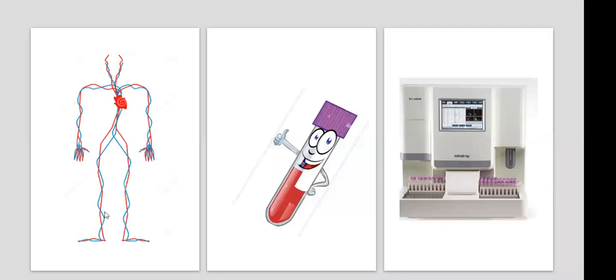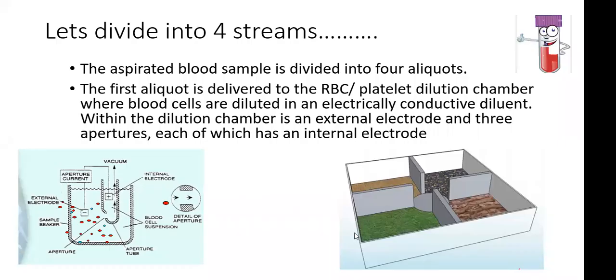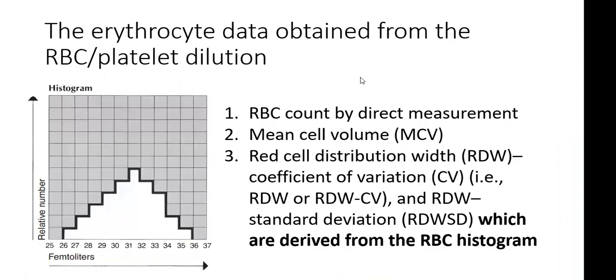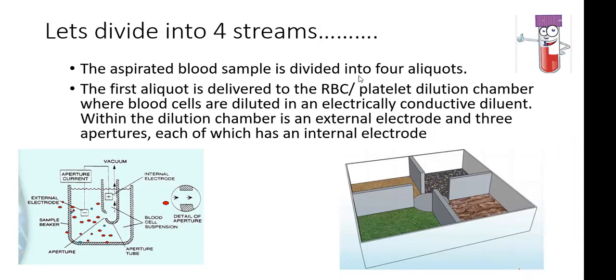So the blood is circulated in the body. In the same way, let us see what happens inside the analyzer once the blood is aspirated. Now, if you look at inside this chamber, you can see the aspirated blood which has been through the analyzer. You have aspirated around 35 microliter. This aspirated blood inside the analyzer is divided into 4 different aliquots.